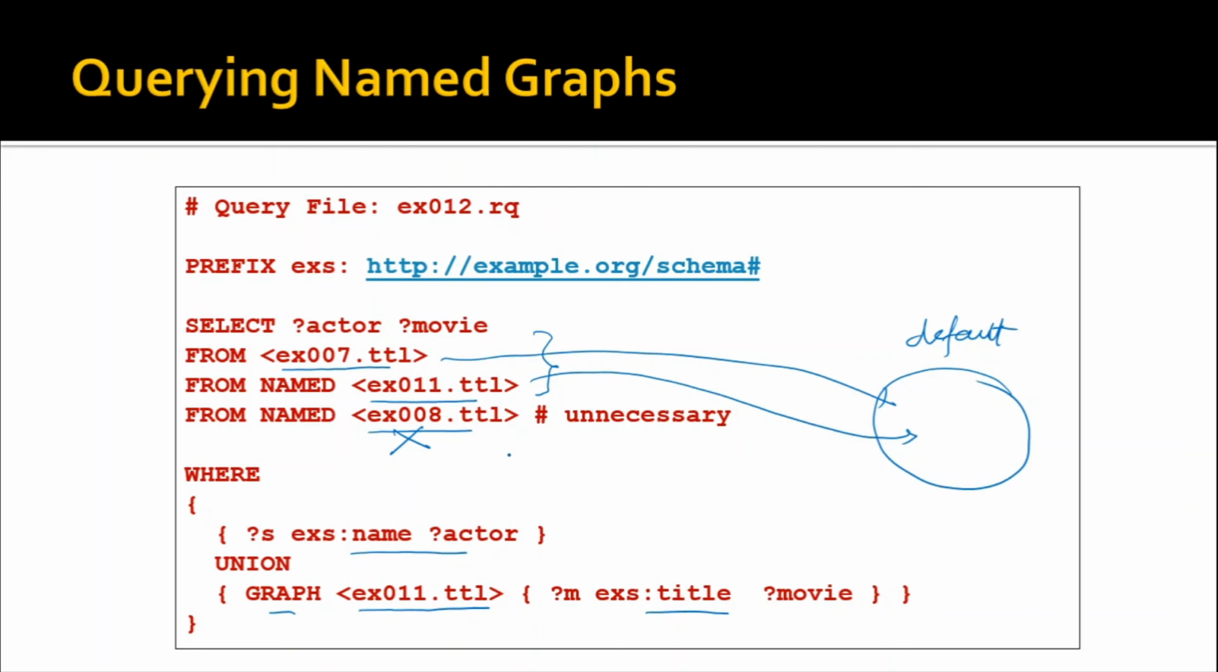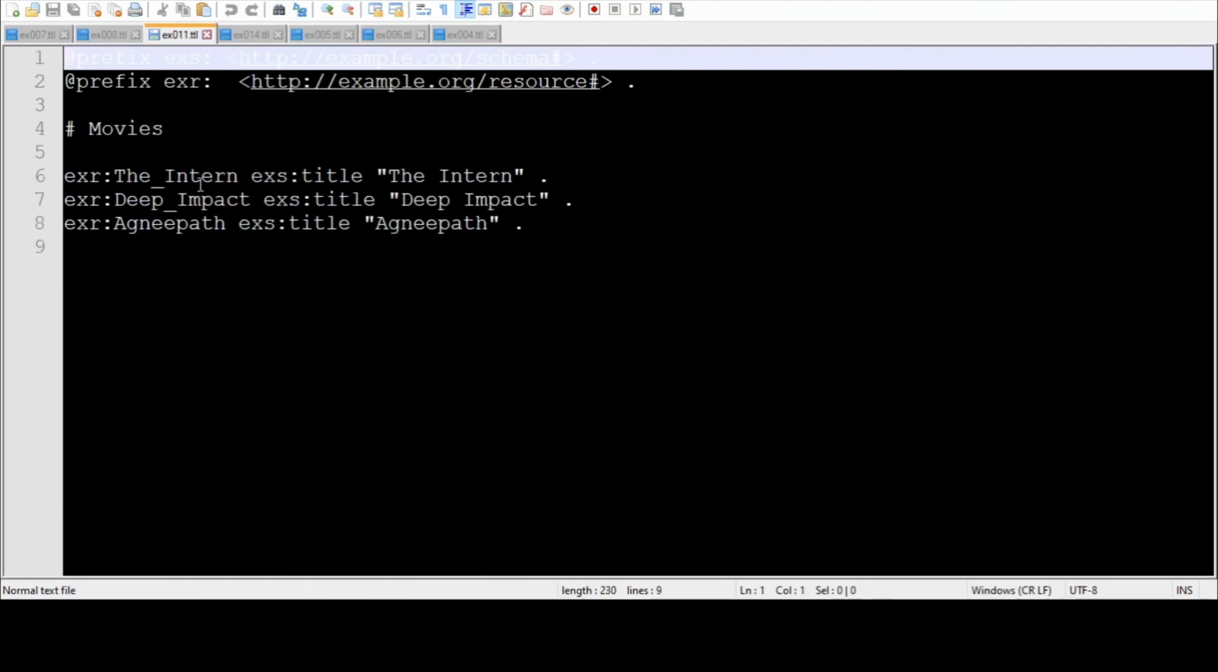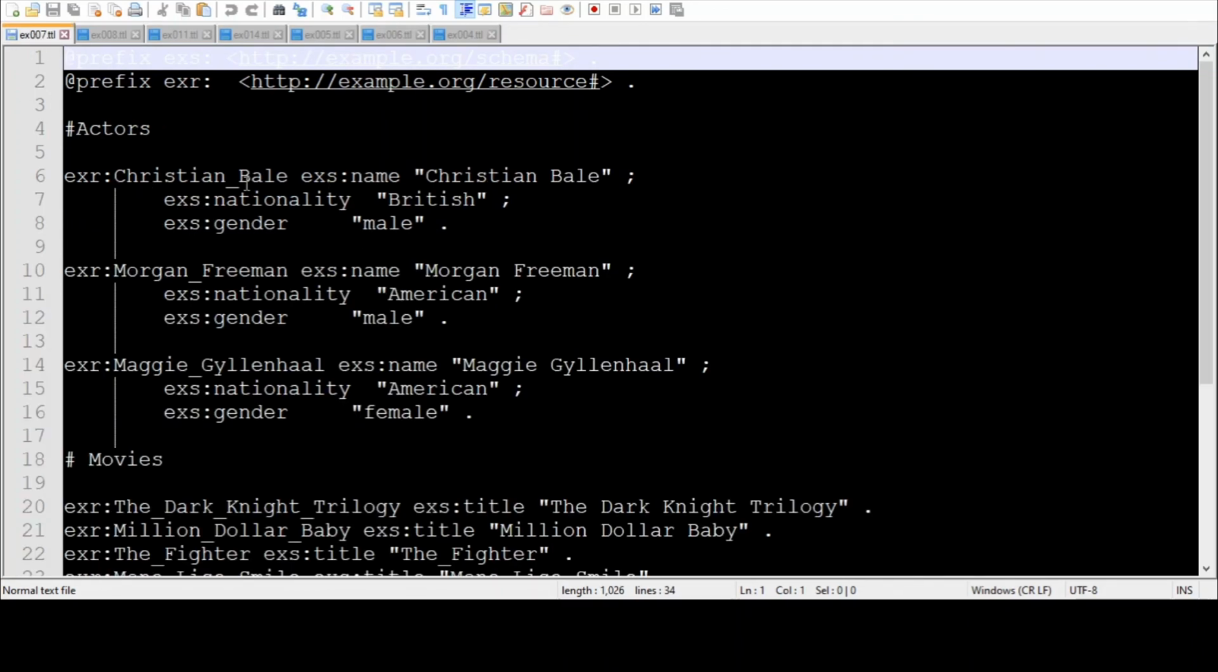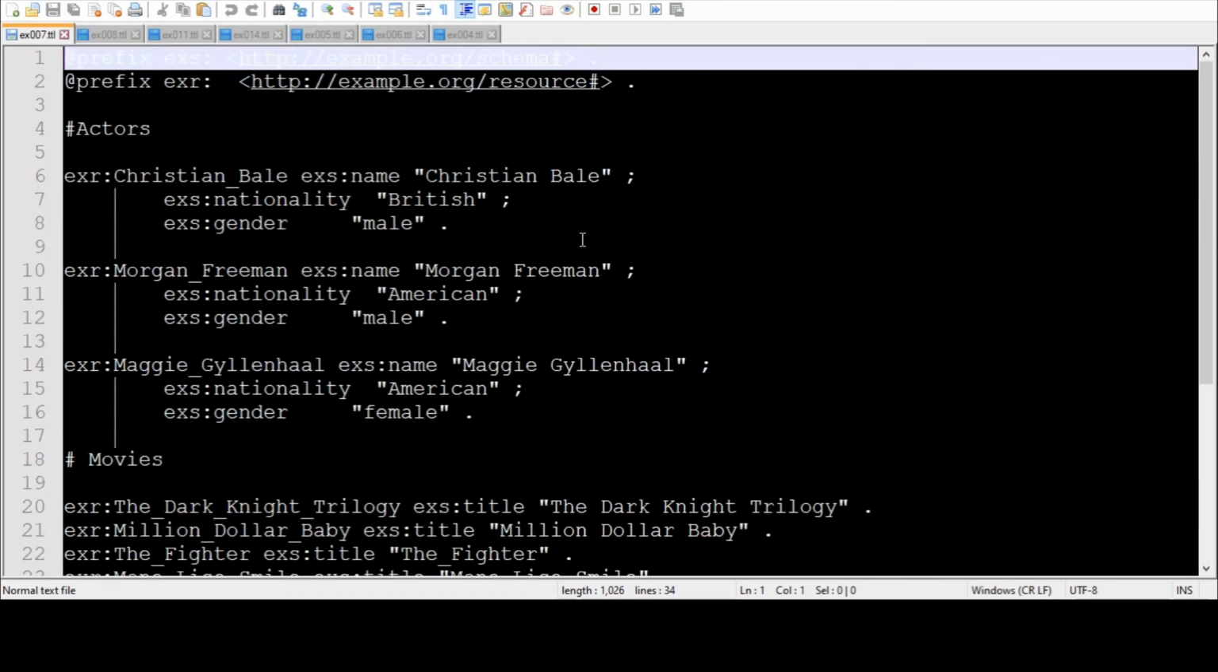So let us have a look at what we have in EX011. In EX011, we have got entries for a few more movies like the Intern, Deep Impact, and Agnipath, right? And what we have put in the default graph, or FROM graph, 007: you have got 007, which lists Christian Bale, Morgan Freeman, and Maggie, and a set of movie and the actor who acted in the movie, and the movie title. So what we expect is that we will be having the actors who are in 007 or 011.